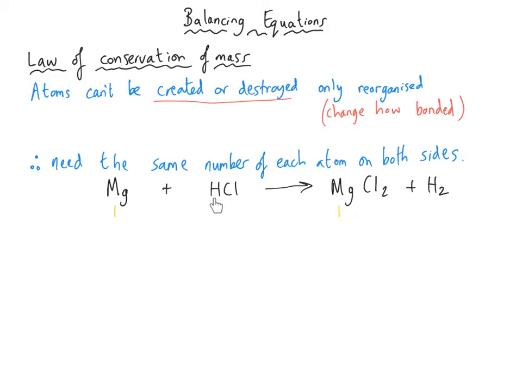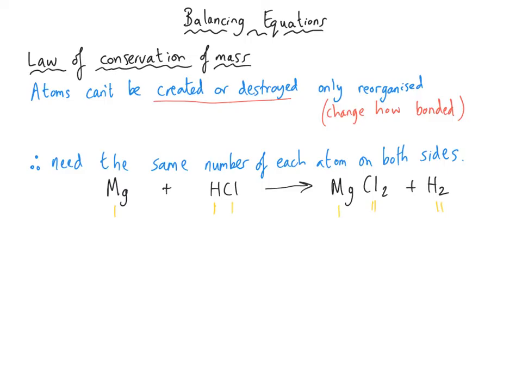We've got one hydrogen in the reactants, we've got two in the products, so we've just created a hydrogen atom. We've got one chlorine atom in the reactants, and we've got two in the products. So again, we've created a second chlorine atom. So we're breaking the law of conservation of mass, which is why this equation needs us to actively balance it. Now, this example isn't very difficult to balance, but let's just go through the rules of how we balance.